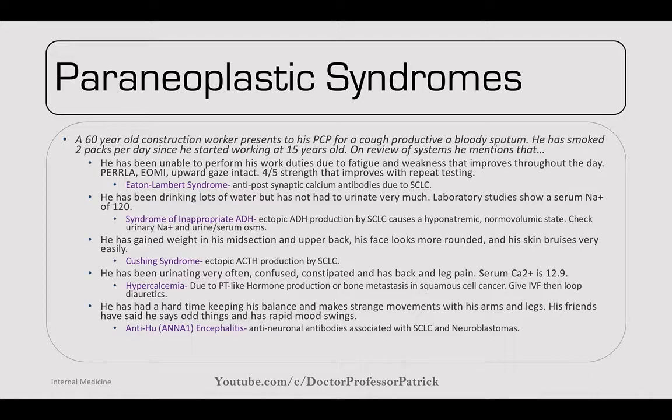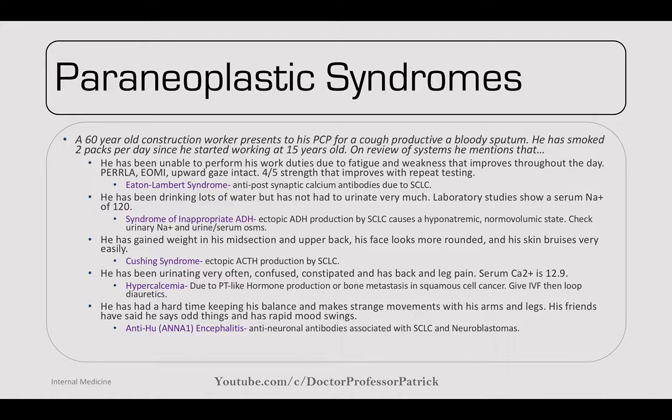So he mentions he's easily gained weight in his midsection and upper back, and his face looks more rounded, and his skin bruises very easily. So this is more of a Cushing syndrome picture with ectopic ACTH produced by a small cell lung cancer.